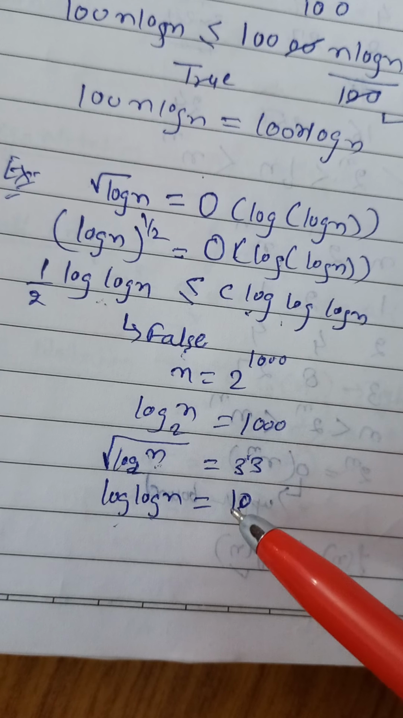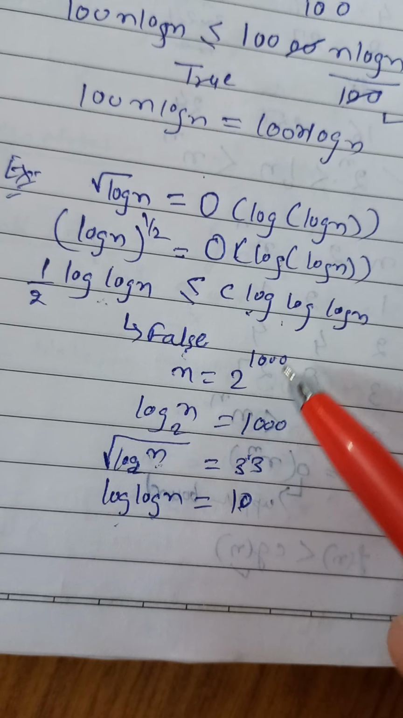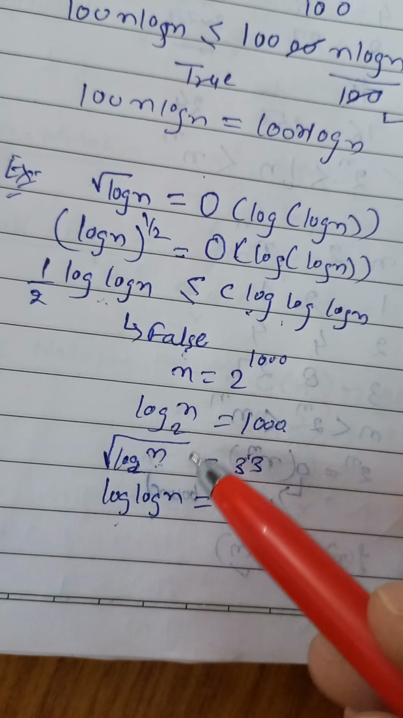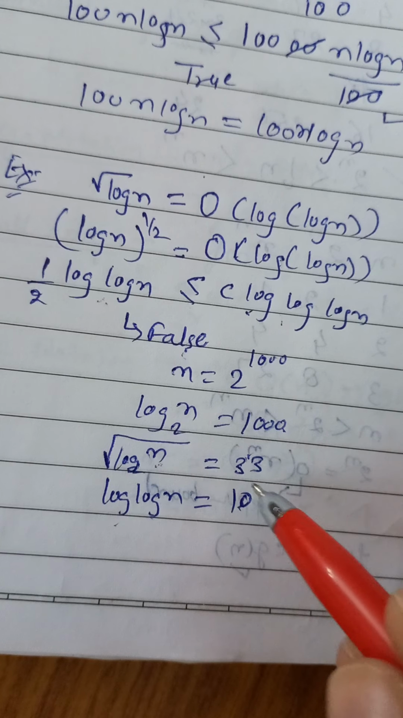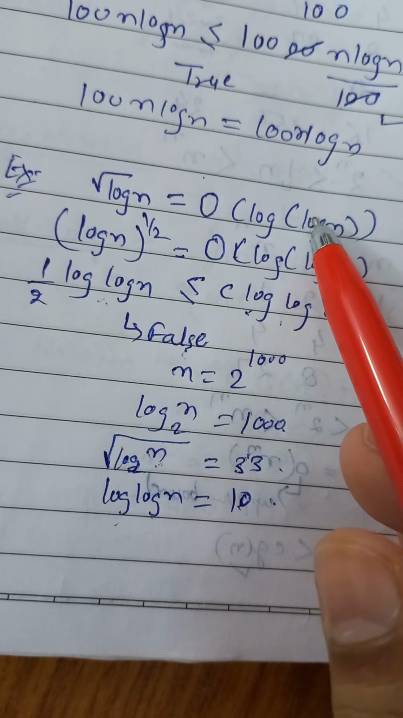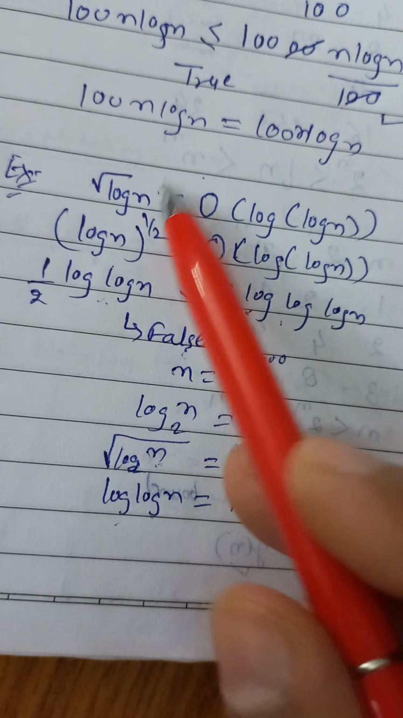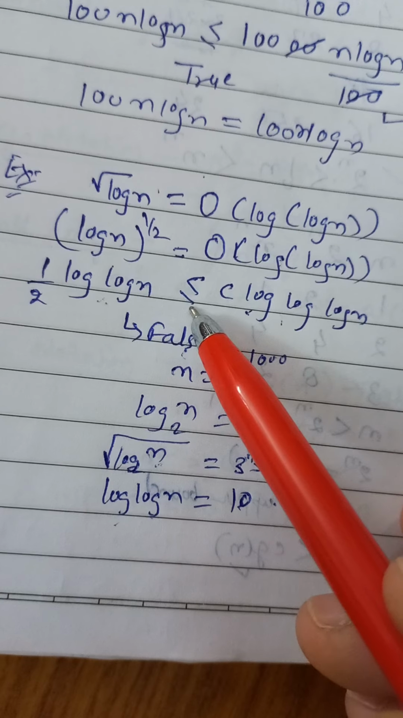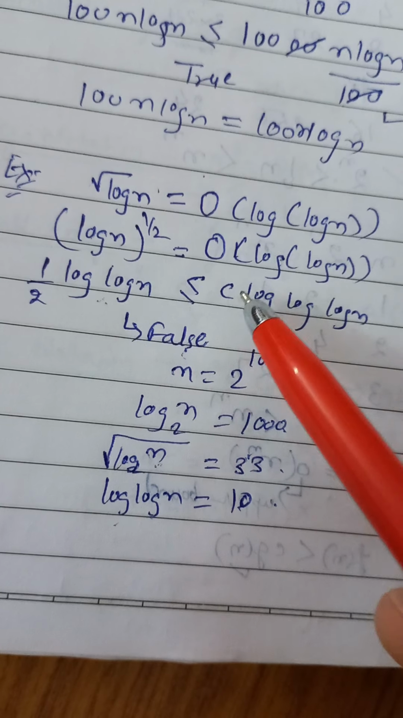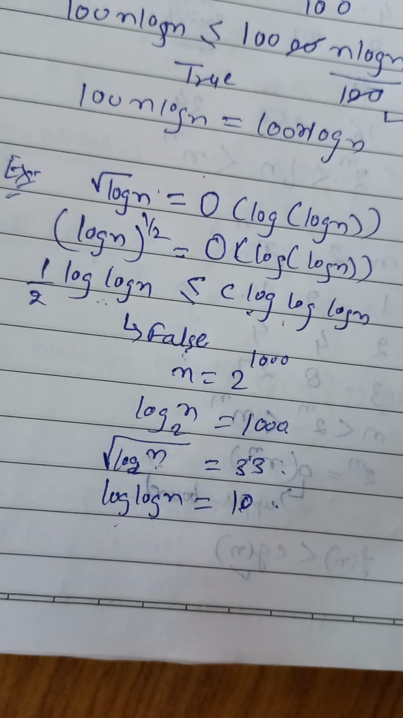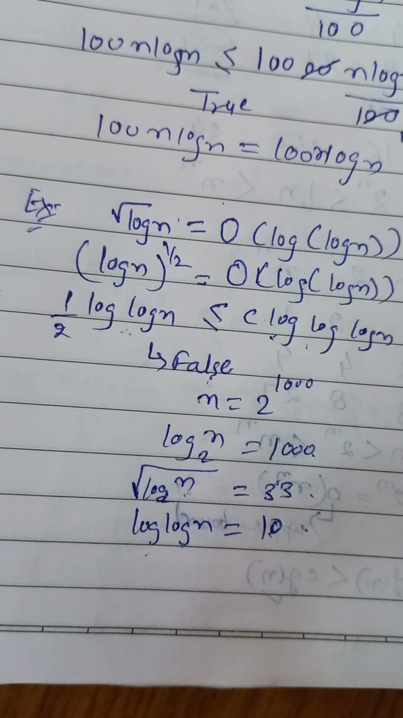By simply putting in the values, we can cross check. If we put n equal to 2 to the power 1000, then log n value will be 1000, the square root of log n base 2 will be 33, and log log n will be 10. So this value will be 10 and this value will be 33. So this is impossible because this should always be greater than or equal to this, but this is less than this, so this is false. So in this way we can find out which relationship is true or false.